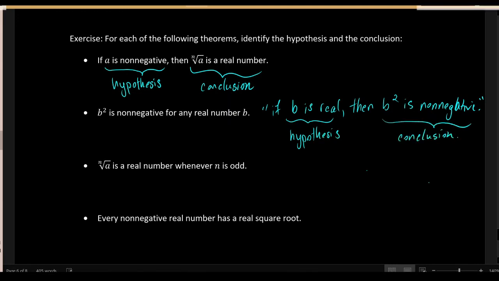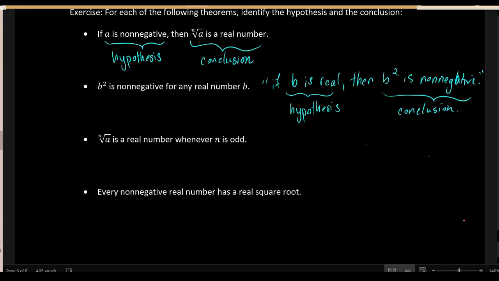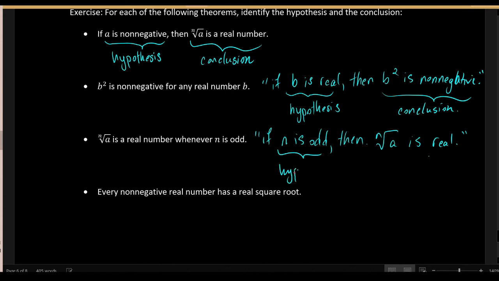The nth root of a is a real number whenever n is an odd number. What condition must be satisfied? The condition that must be satisfied before we can say anything is that n is an odd number. If you know for sure that n is odd, then you can safely conclude that the nth root is real. So here's the hypothesis. An nth root is real is what you can conclude.